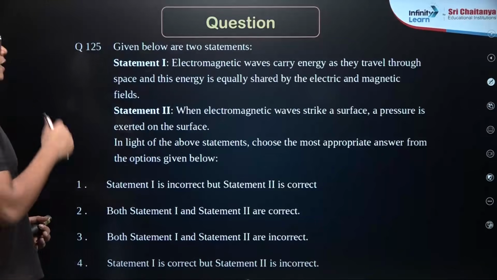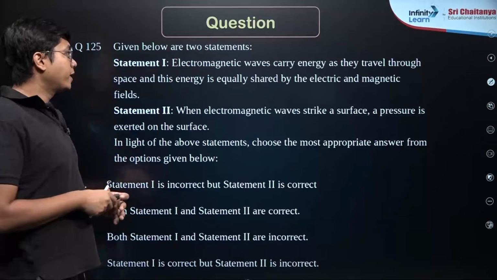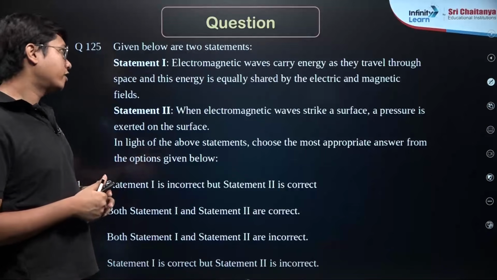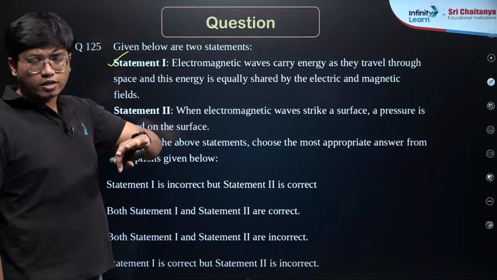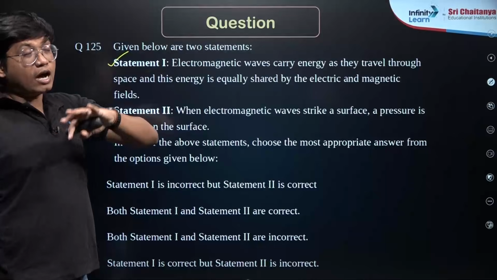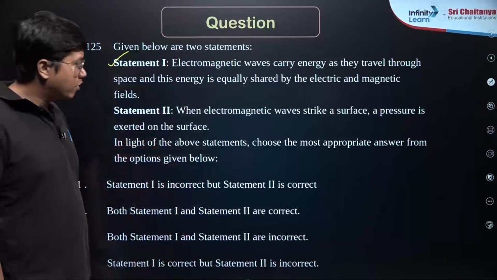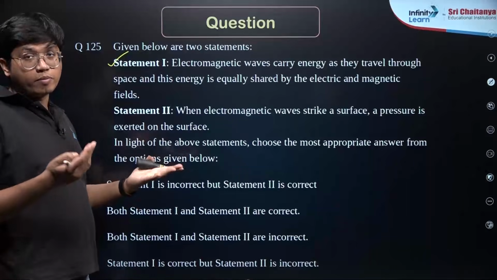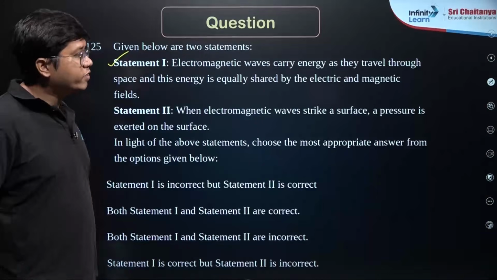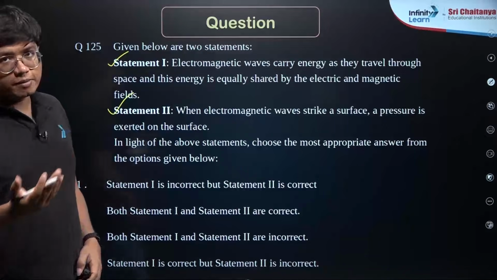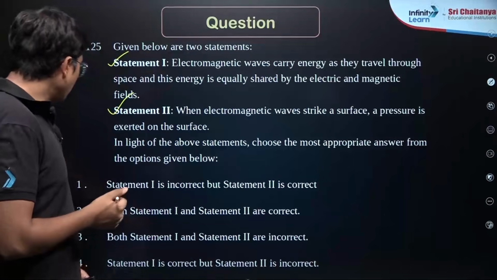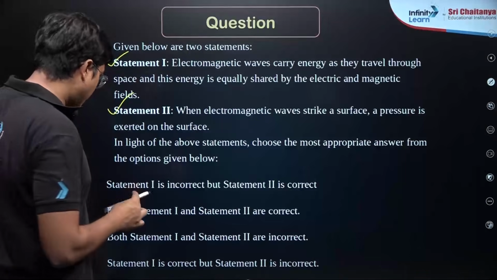This one says electromagnetic waves carry energy as they travel through space, and this energy is equally shared by the electric and magnetic fields. Yes, that's a correct statement. Theoretically, we know half epsilon naught E square or half B square by mu naught, they are equal in value. If you put B is equal to E by C. Electromagnetic waves strike a surface, a pressure is exerted, yes, I by C or 2I by C depending on reflecting or non-reflecting. So both statements are correct.